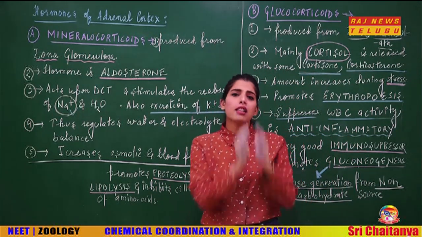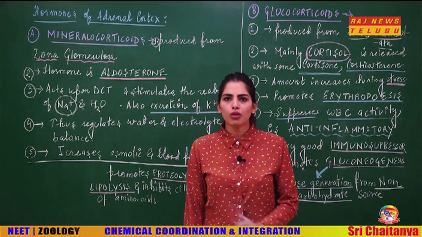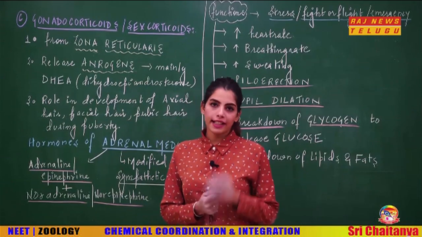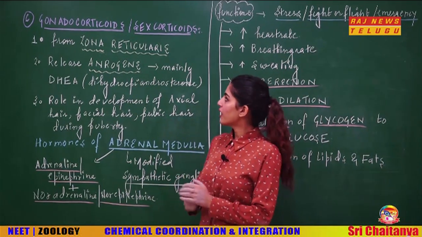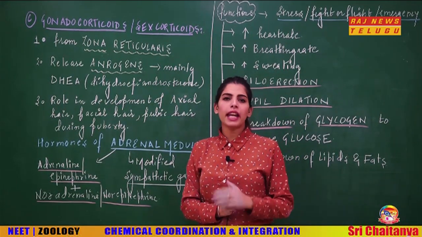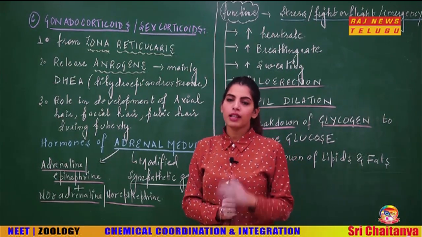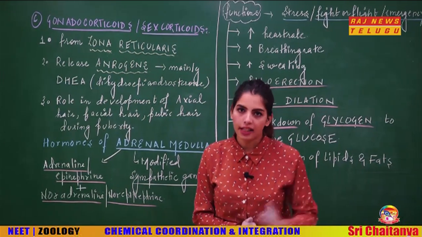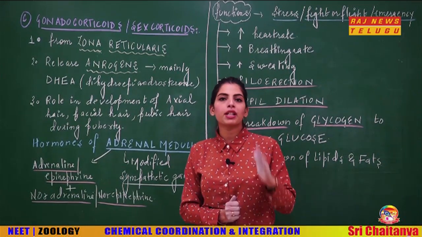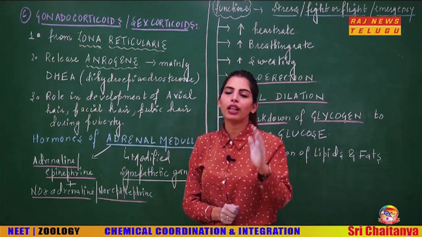So these are the many different functions of cortisol, which is a glucocorticoid released from the zona fasciculata. Now students, let's look at the other hormone, the gonadocorticoids or the sex corticoids. It is produced from the innermost layer of the cortex, which is the zona reticularis. Glomerulosa producing mineralocorticoid, fasciculata producing glucocorticoids, and reticularis producing the gonadocorticoids.